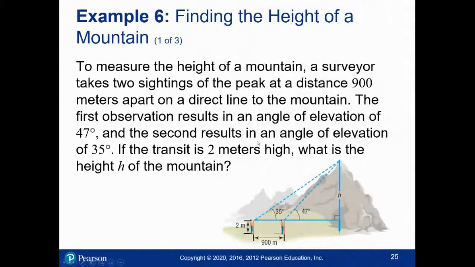So that's where we'll stop here. When we come back, we're just going to continue working through this and do more word problem type stuff. But it's all going to be completing the triangle to find missing information.